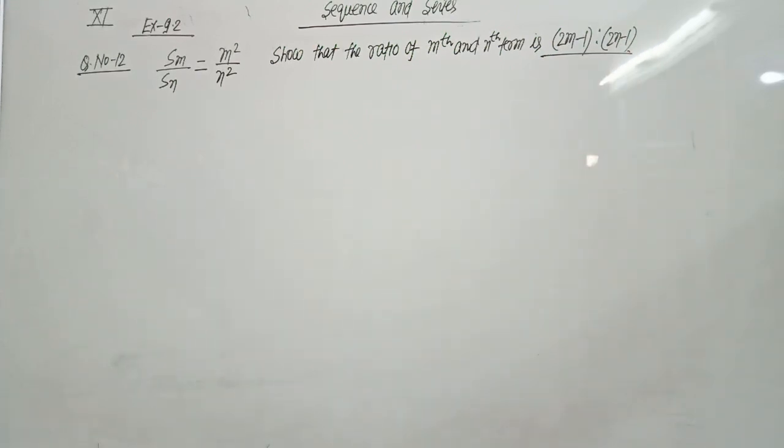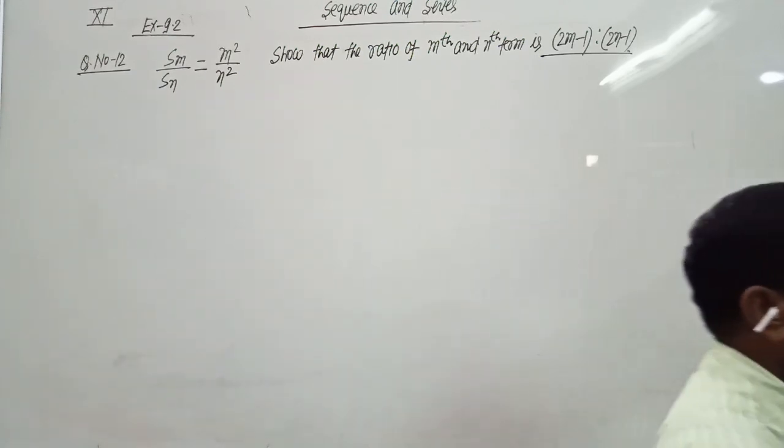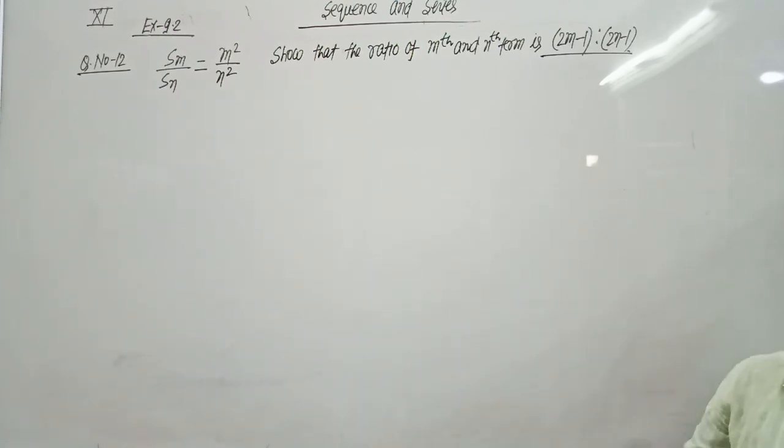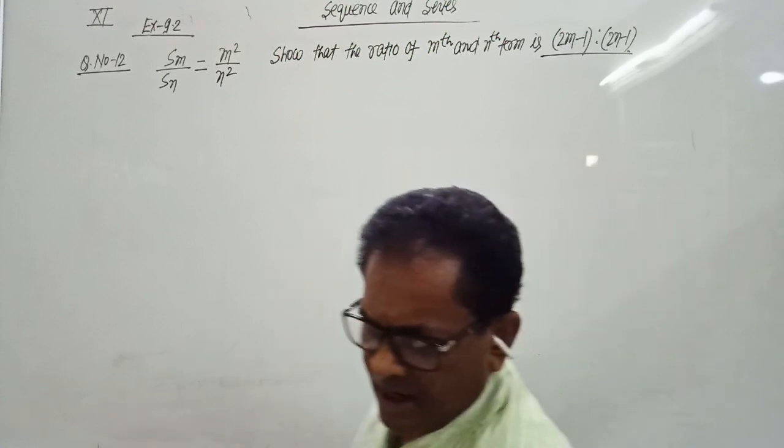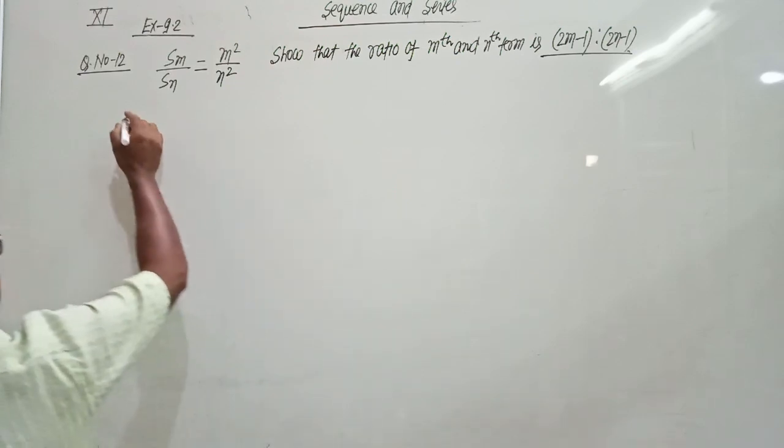So we have given the ratio of sum of m and n terms. Sm upon Sn equals to m square upon n square. And we have to show that the ratio of mth term and nth term is 2m minus 1 upon 2n minus 1.